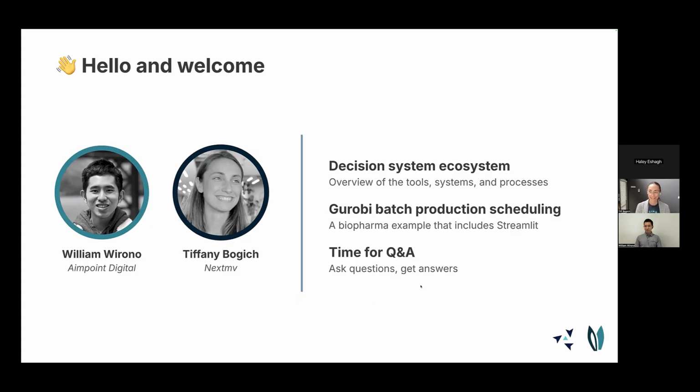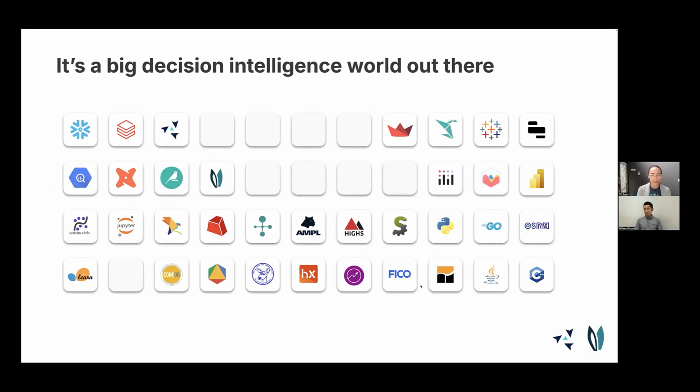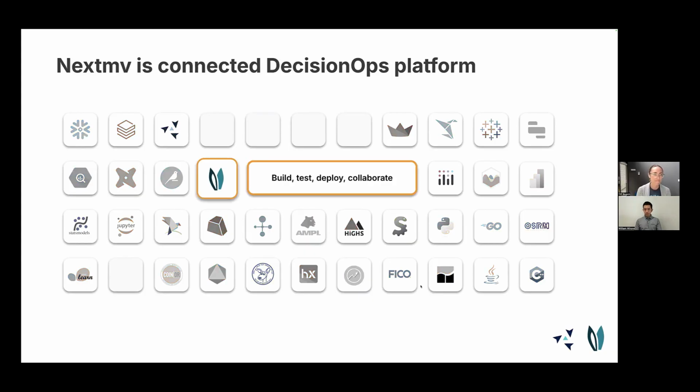Awesome. Thanks so much, Haley, and great to have everyone here today. So today we're here to talk about end-to-end decision workflows. It's a big decision intelligence world out there. Decision models don't exist in isolation. There are data solutions, different solvers and solving technologies, different tools for visualizing those solutions, and tools for building user interfaces so folks can interact with the results of optimization models. So it's a big ecosystem out there.